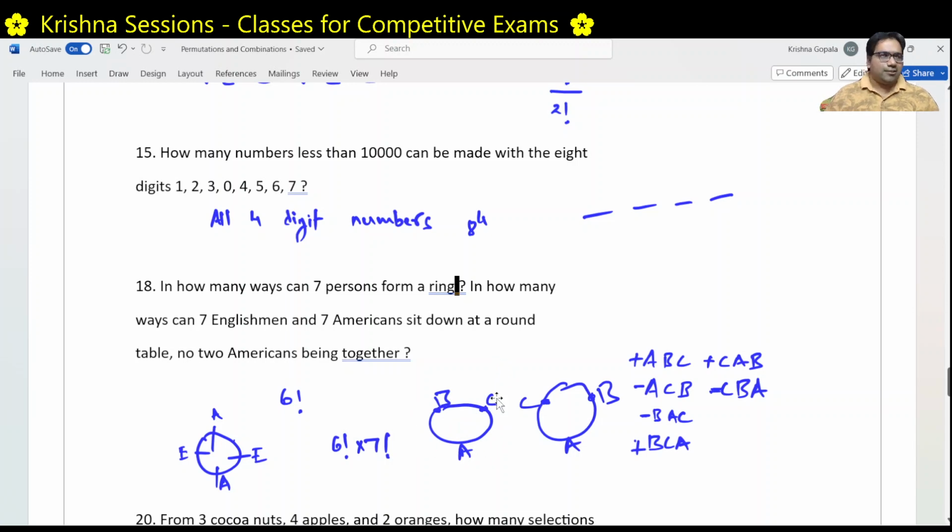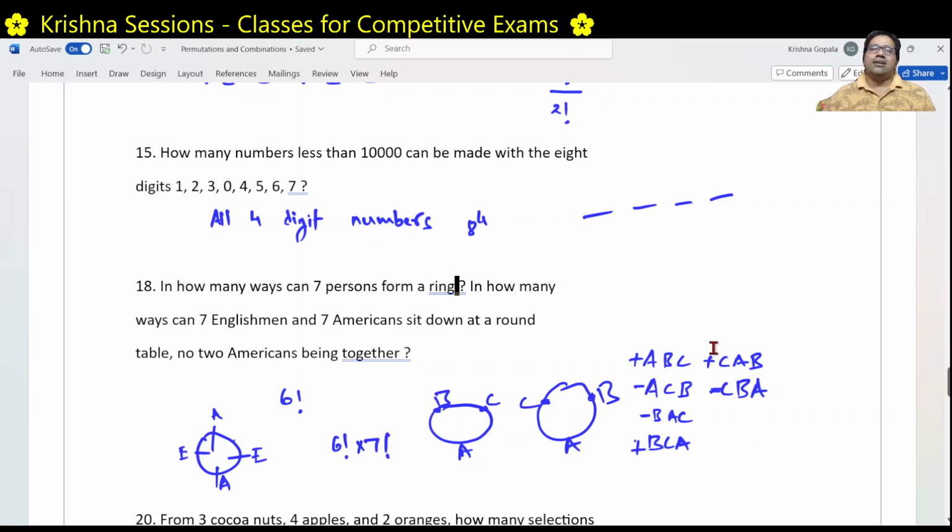Let's take a small example of three people, A, B, C, who want to sit in a linear arrangement. What are the various ways? ABC, ACB: A sits first, then B and C get interchanged. Then B sits first, and A and C get interchanged. Then C sits first, and A and B get interchanged. For A, BC, CB; for B, AC, CA; for C, AB, BA. These are six options. Six permutations are possible. This is about linear arrangement.